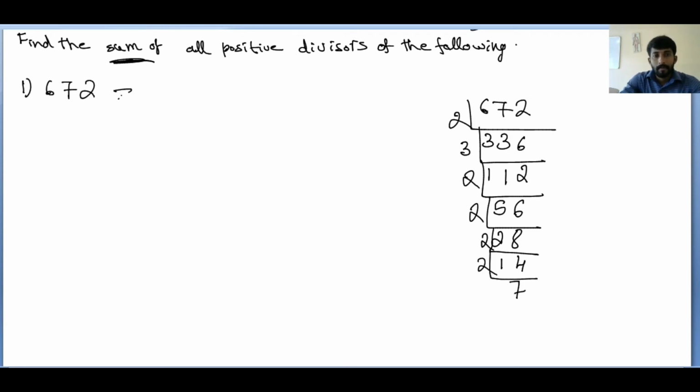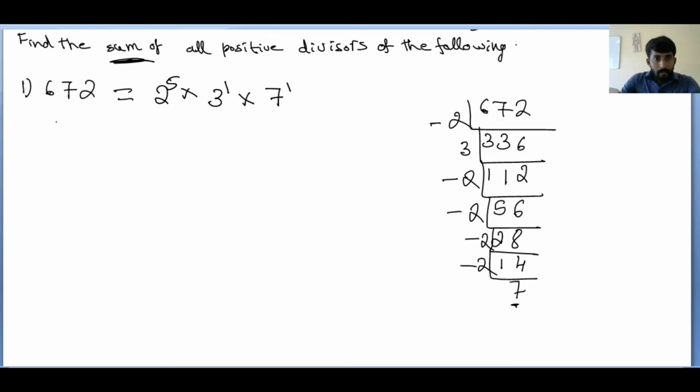Then write 672 is equal to how many times 2? 1, 2, 3, 4, 5 times, right? So here you can write 2 to the power 5 into only 1 time 3, so 3 to the power 1, into only 1 time 7, so 7 to the power 1.